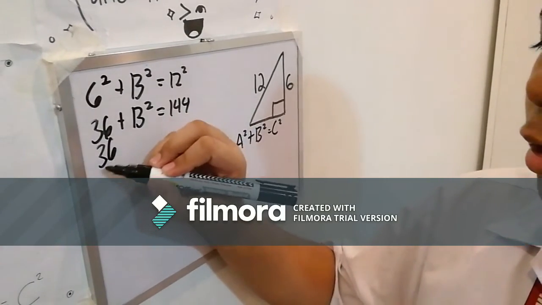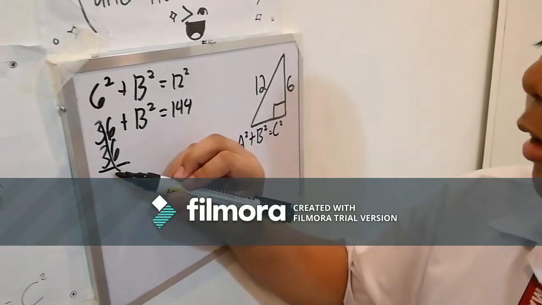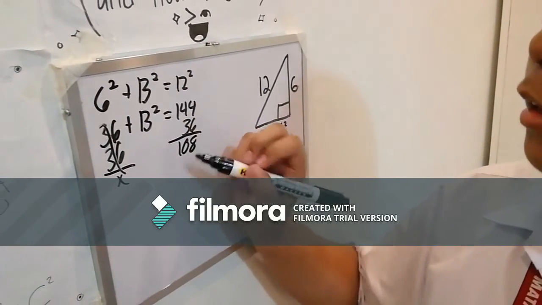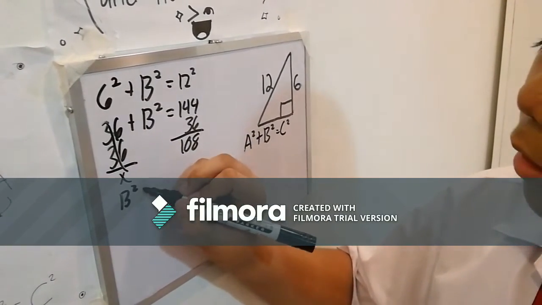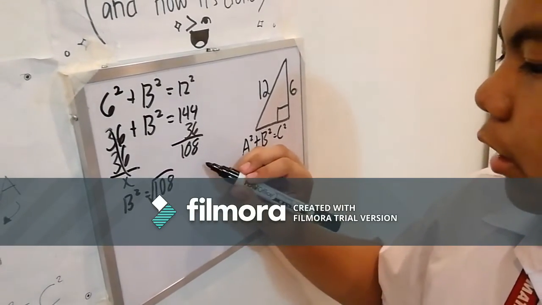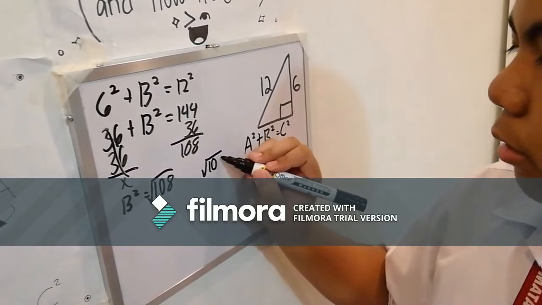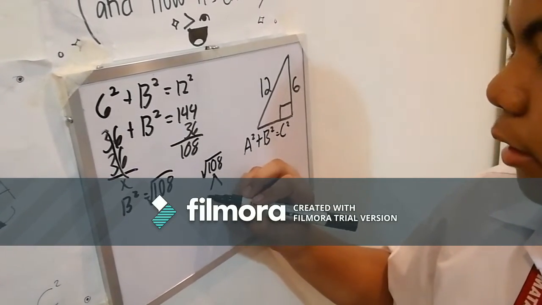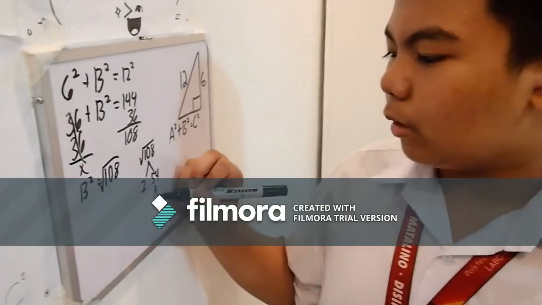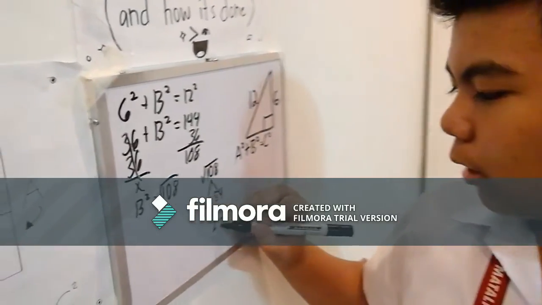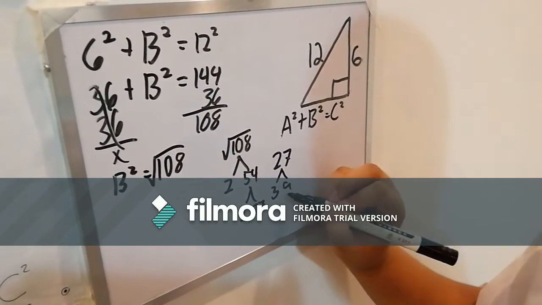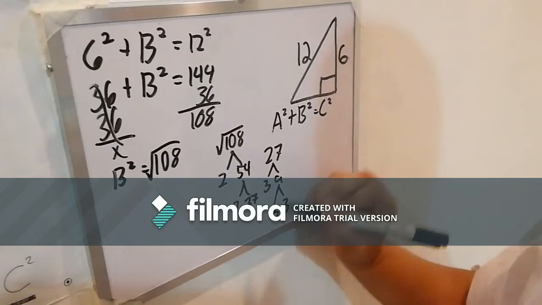Then we subtract 36 from both sides. We cancel it because the answer is 0. And 144 minus 36 is 108. Then b squared is equal to 108. And then we take the square root of 108. Then we break down 108. 108 can be broken down into 2 and 54. 54 can be broken down into 2 and 27. 27 can be broken down into 3 and 9. 9 can be broken down into 3 and 3.